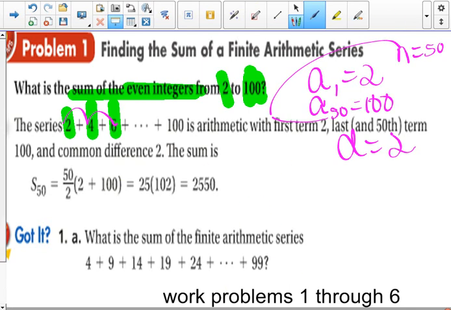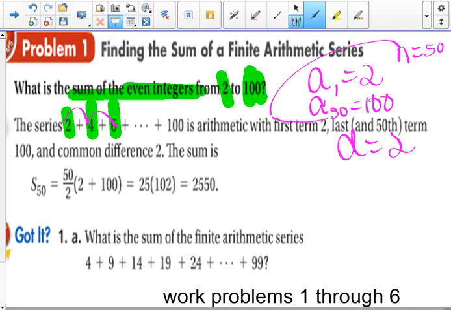Okay, so before we work that, just in case you want to work the got it, pause it and work it now. And when you come back, we'll go over it. So pause now if you want to work it.